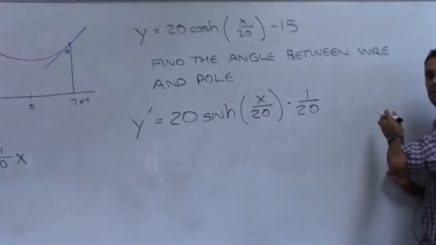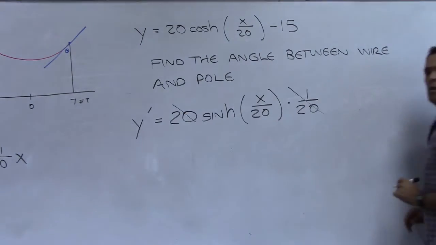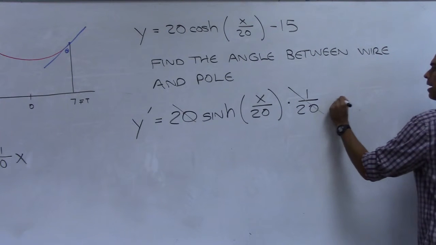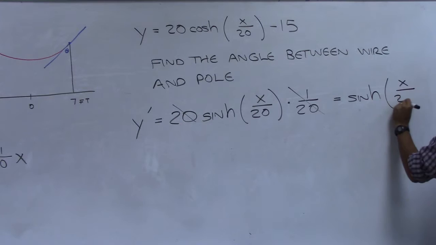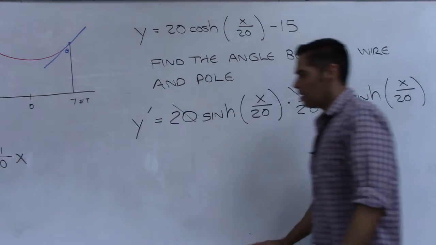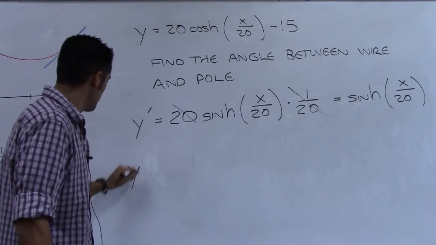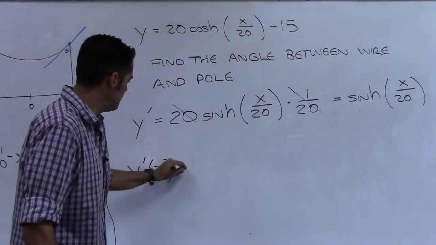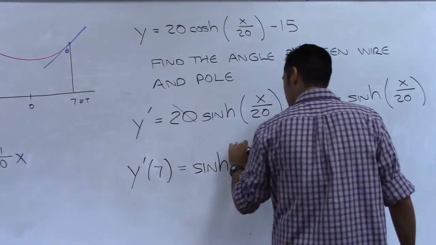And then we're done with the chain rule. Derivative of negative 15? 0. So this is it, and I think our 20 and 1/20th cancel. So all we get is the hyperbolic sine of x over 20. Are you all with me? Now, the derivative at 7 would give me the slope of that blue line. So the derivative at the value 7 is equal to sine hyperbolic of 7 over 20.